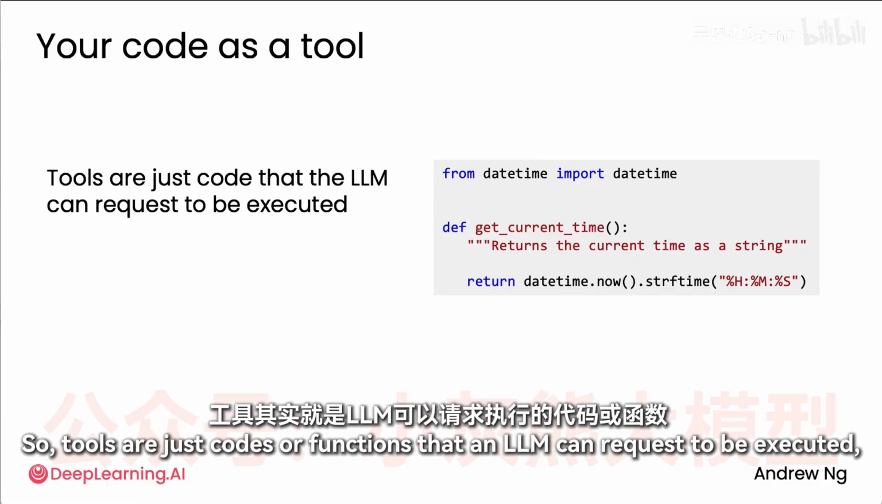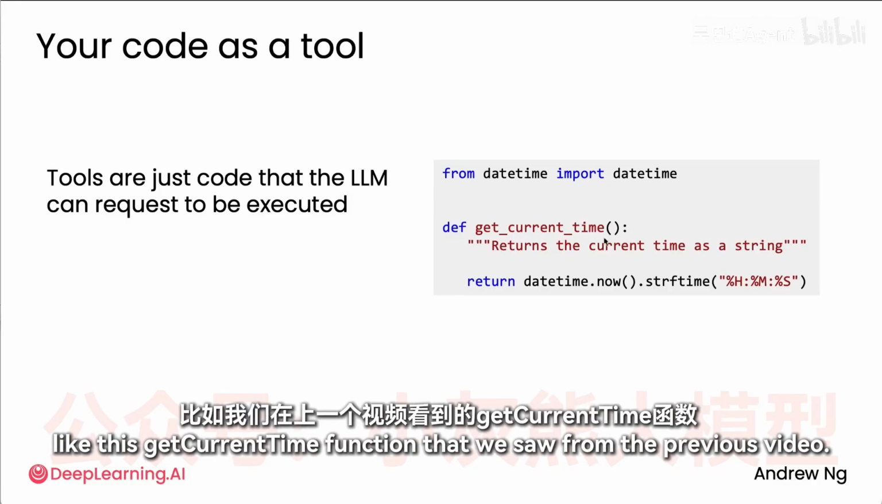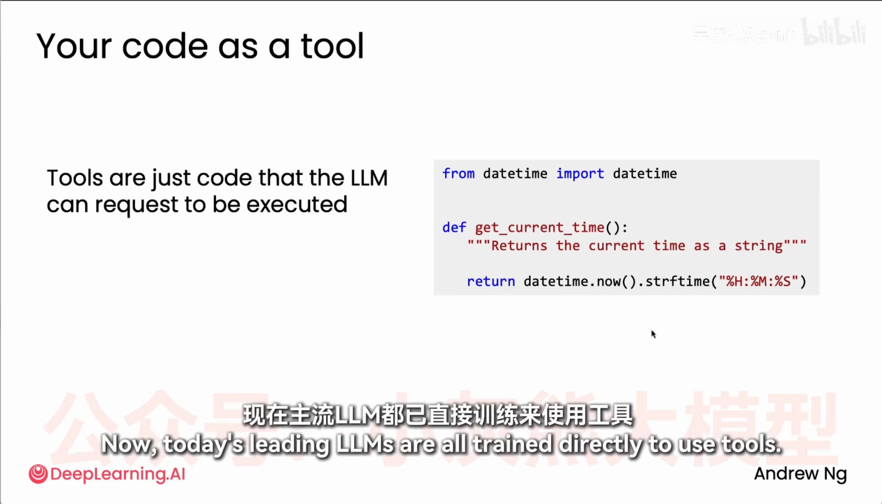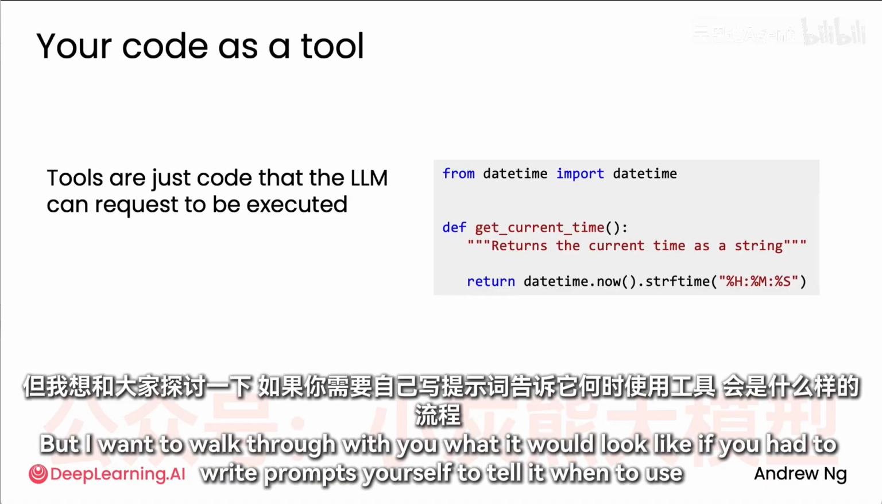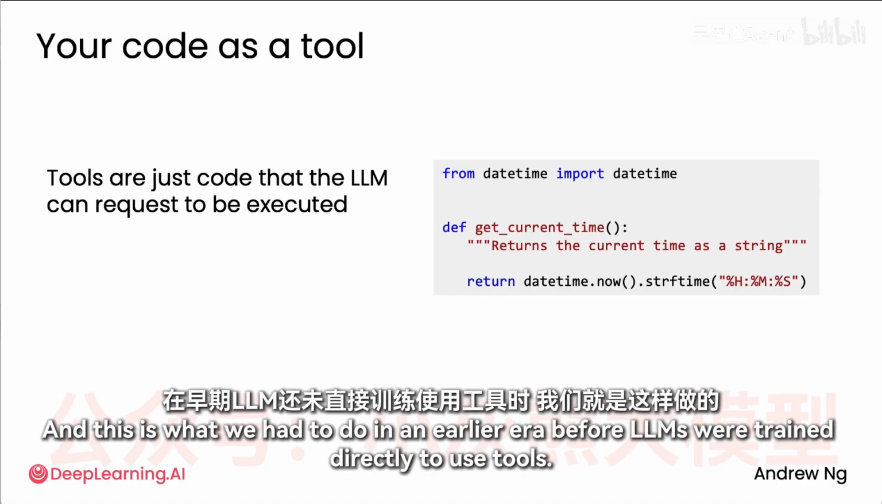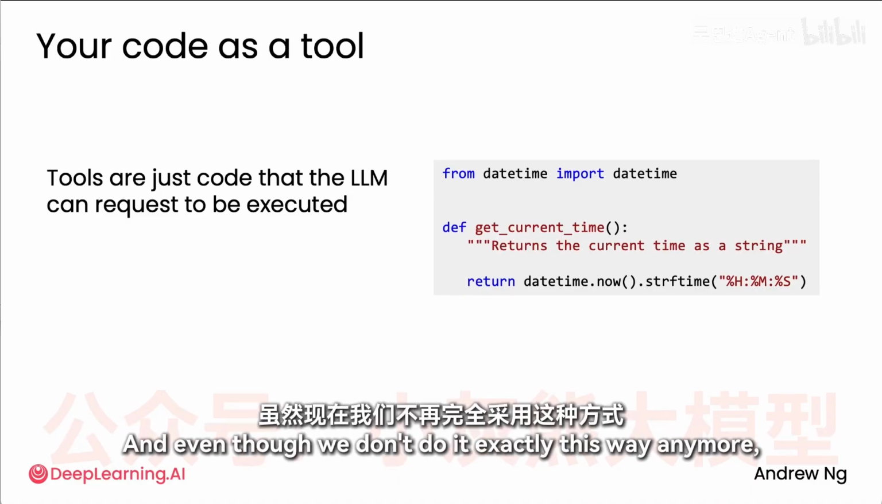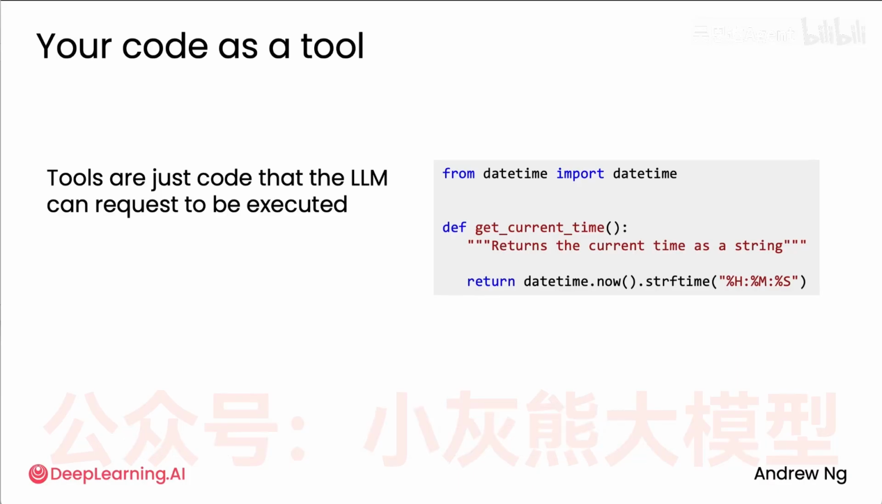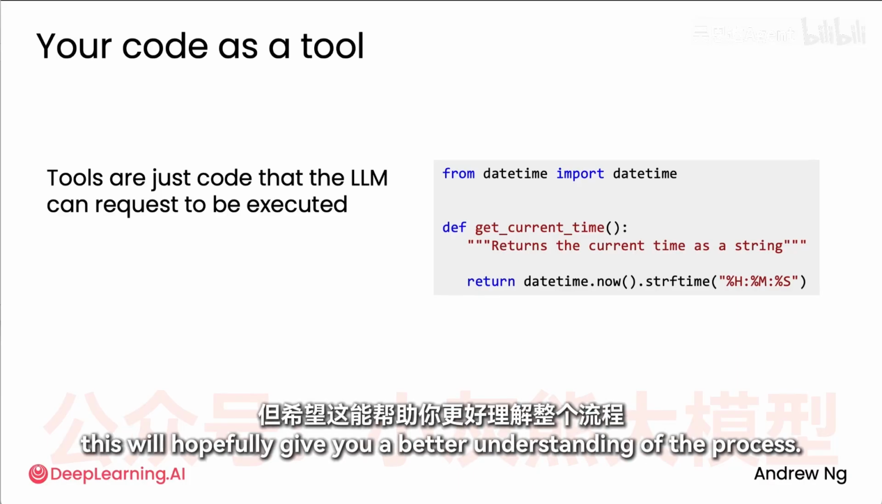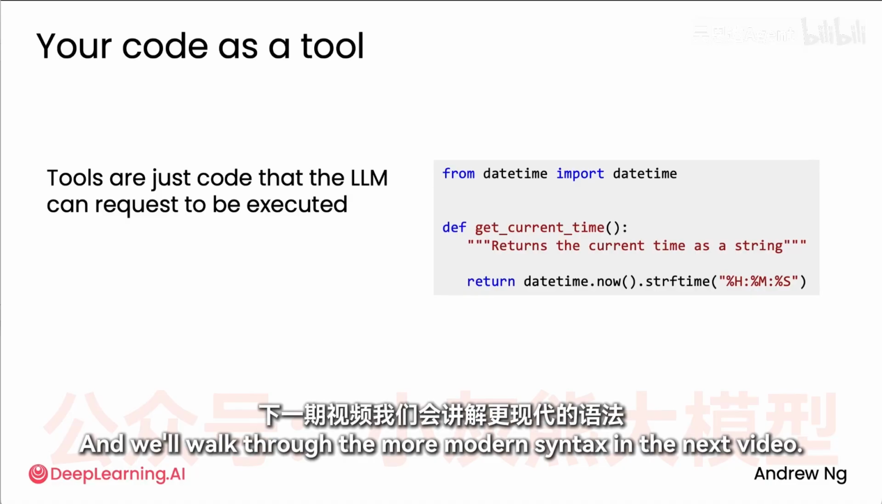Let's take a look. So tools are just codes or functions that an LM can request to be executed, like this getCurrentTime function that we saw from the previous video. Now, today's leading LMs are all trained directly to use tools, but I want to walk through with you what it would look like if you had to write prompts yourself to tell it when to use tools. And this is what we had to do in an earlier era before LMs were trained directly to use tools. And even though we don't do it exactly this way anymore, this will hopefully give you a better understanding of the process and then walk through the more modern syntax in the next video.